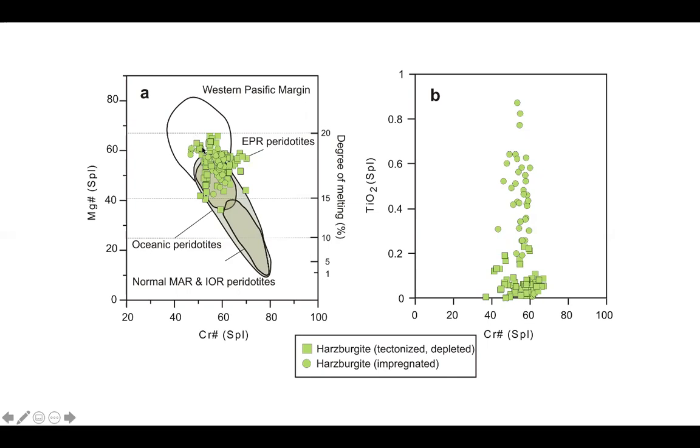Titanium oxide contents of spinels from impregnated peridotites are clearly distinguished from the depleted harzburgites. Impregnated samples show higher titanium oxide compositions than depleted harzburgites. Here, the peridotites with high titanium.